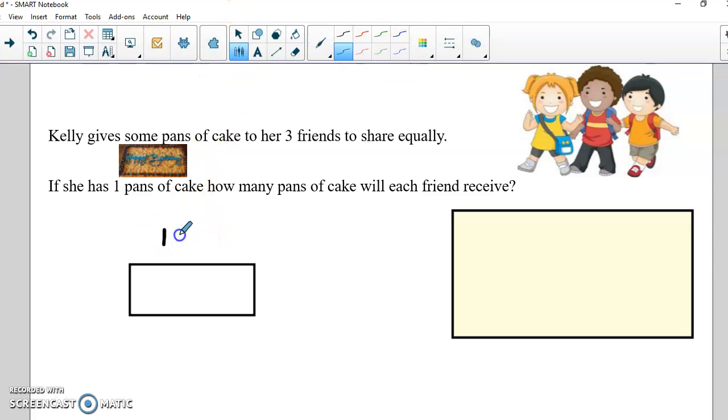Let's make sure we label. And what am I doing to this pan? Well, I'm sharing it equally with my 3 friends, friend A, friend B, and friend C. Go ahead. I want you to show in your picture how you would, if you were Kelly, how you would share this pan with your 3 friends. Pause.